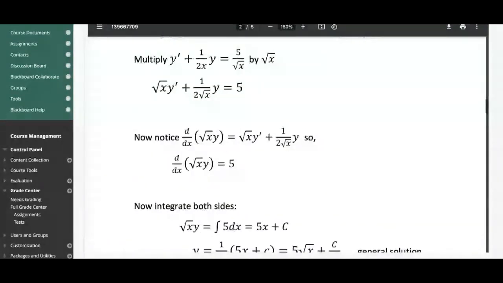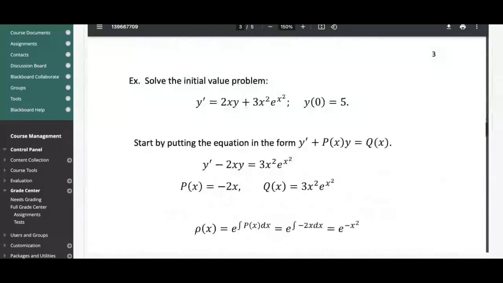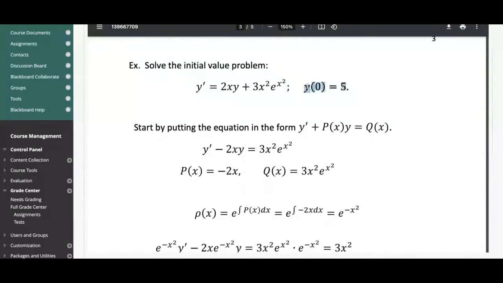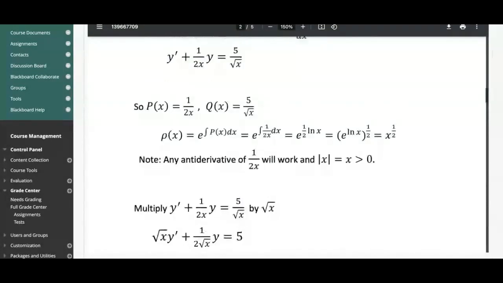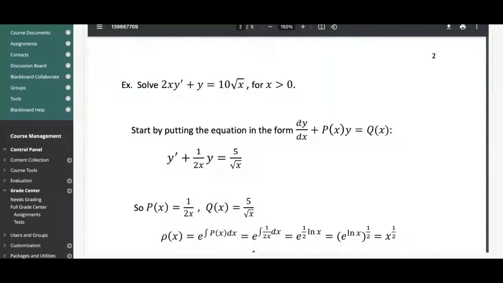So that's the first example. Let's see this example, this one with an initial value, so we'll be able to get one specific solution. This one is defined as y prime equals 2xy plus 3x squared e to the x squared. Remember, let's start with this in our head: we have y prime plus p of x times y equals q of x. So we want to put it in this form.